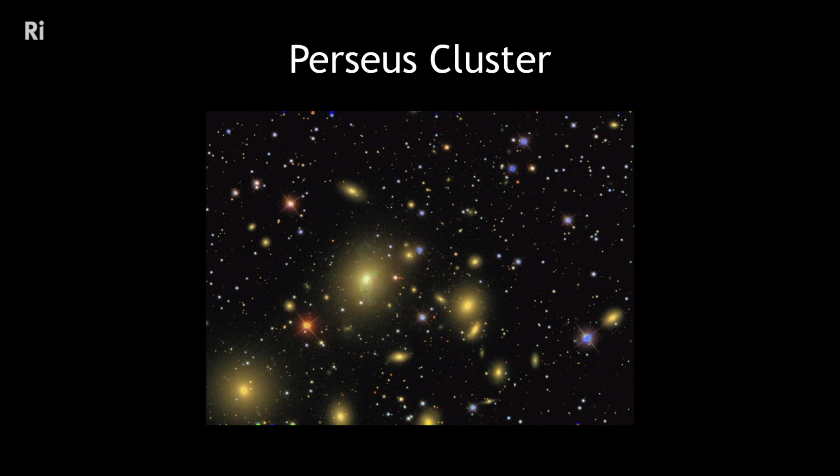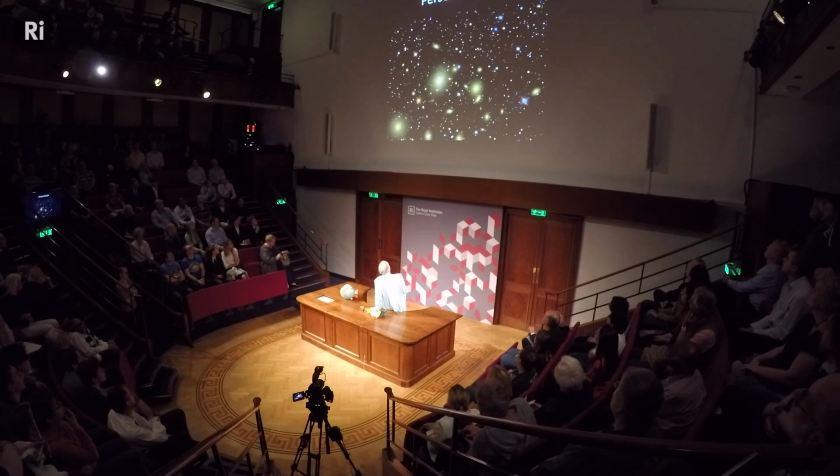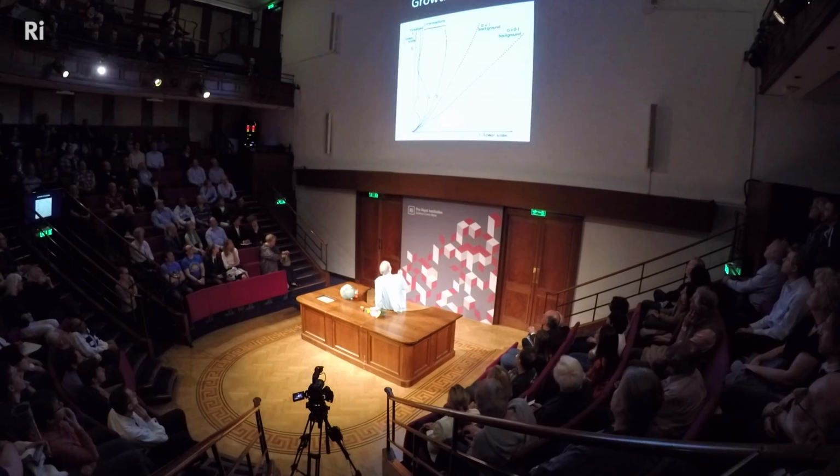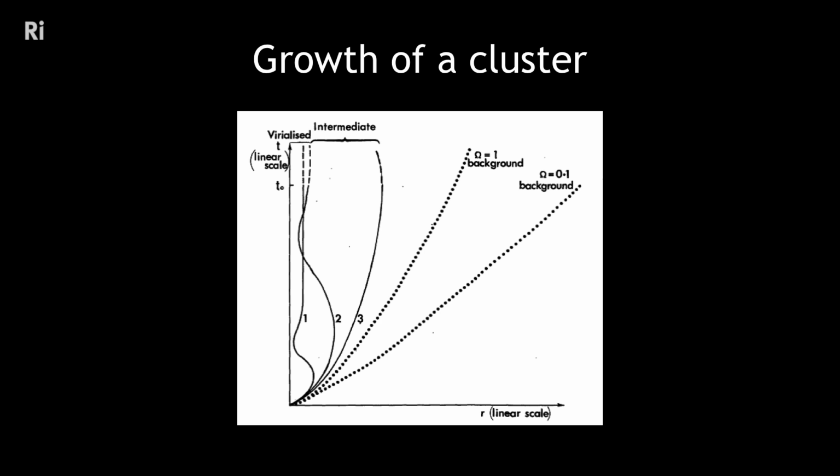So here is a cluster of galaxies. This is a picture from the Sloan Digital Sky Survey, the Perseus Cluster of galaxies. So we know galaxies are in clusters. This is a picture. How do they form? This is actually a picture from Martin's and my paper, 1975, and it's in the book. And this is what's going on.